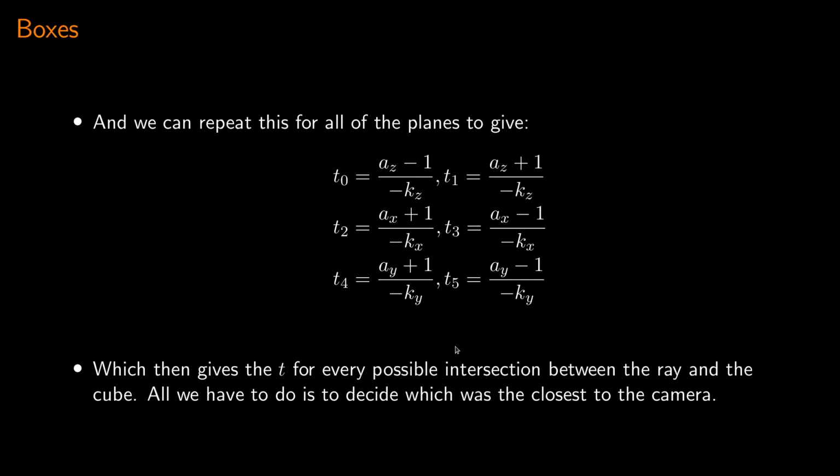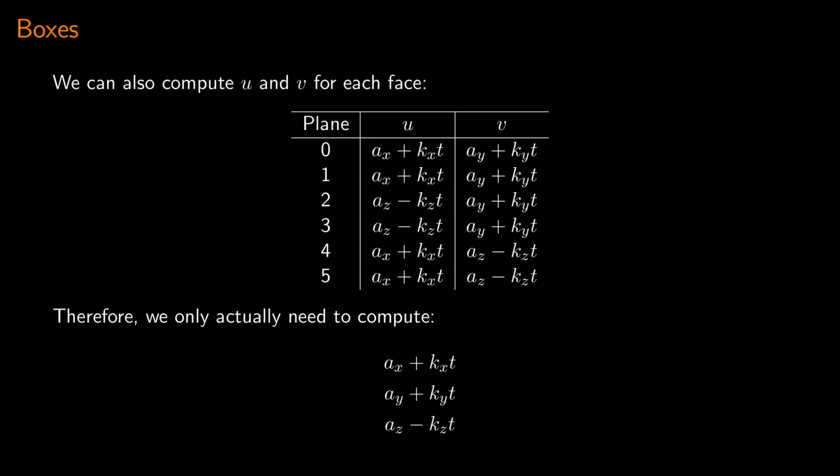And that gives us a value of T for every possible intersection between the ray and the cube. Now all we have to do is decide which one of these was closest to the camera. We can also compute U and V for each face, and I've simply shown these here in this table. So U and V shown for each of the 6 planes.